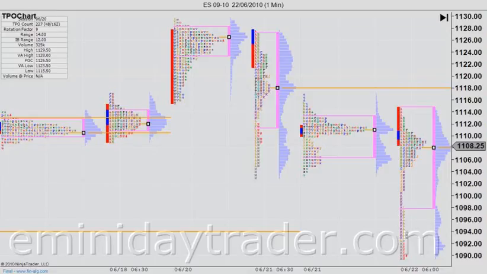Okay, here's a quick look at the market, the E-mini S&P for Tuesday, June the 22nd, 2010. If you haven't seen our videos before, we always like to start with the market profile. So this is today's market profile and its corresponding volume profile.